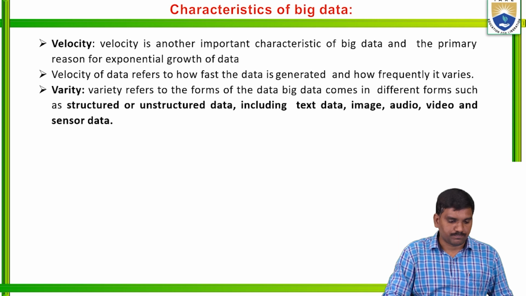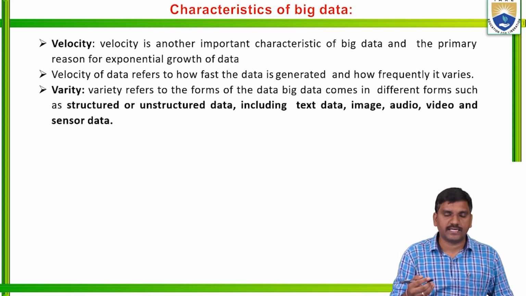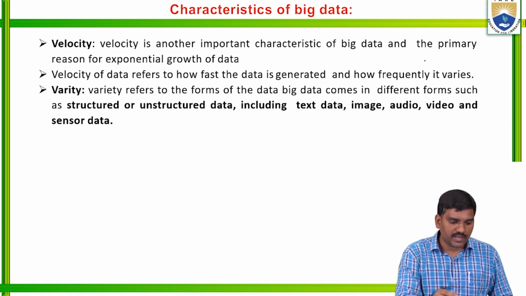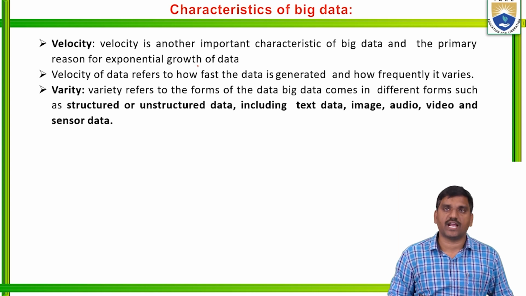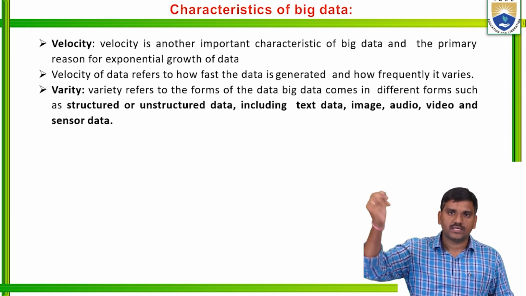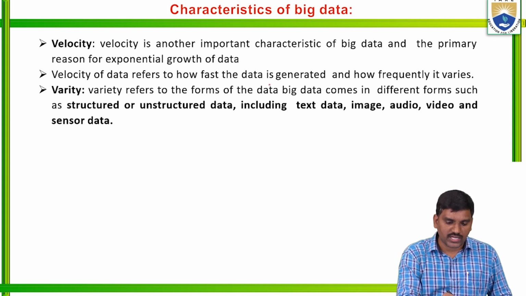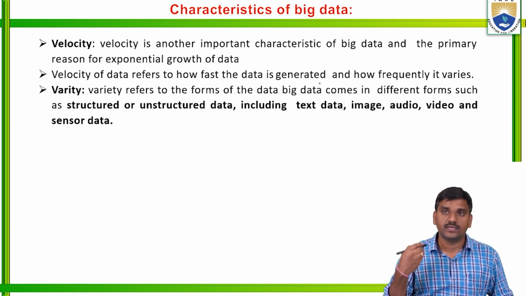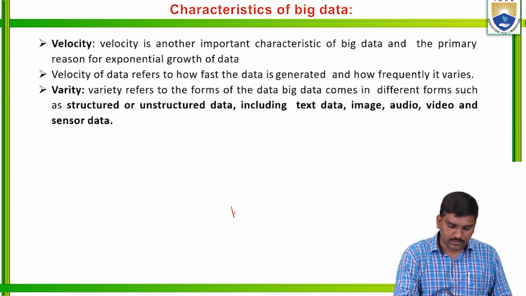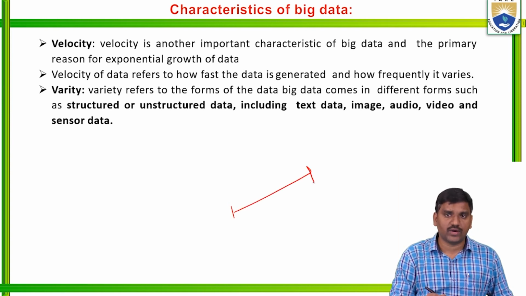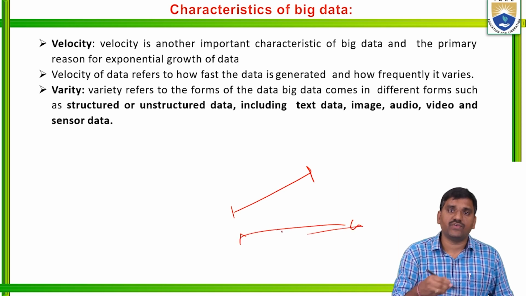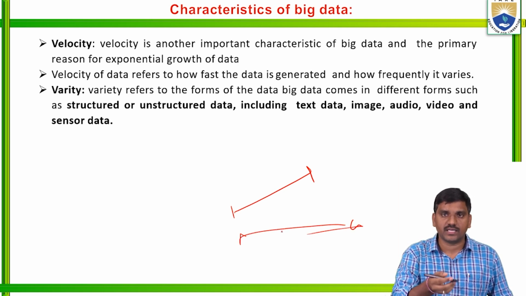Next one, velocity. Velocity is another important characteristic of big data. It is the primary reason for the exponential growth of data. Velocity of data refers to how fast the data is generated and how frequently it varies from high value to low value or low value to high value. It can vary depending upon our requirement.